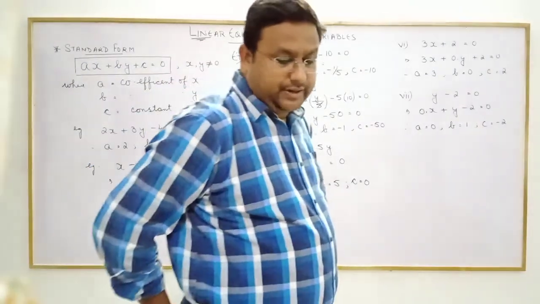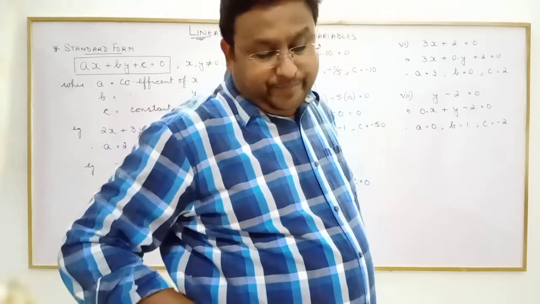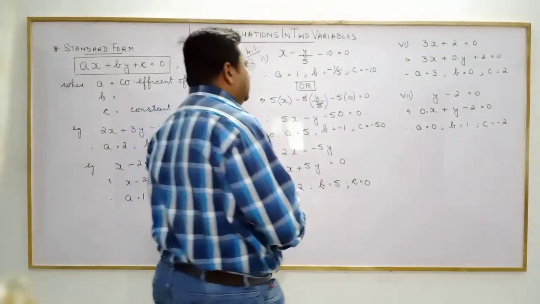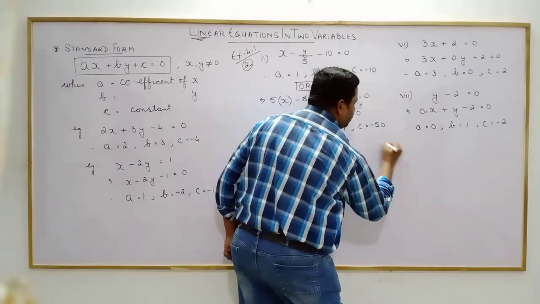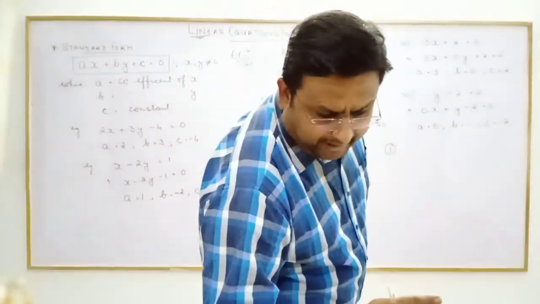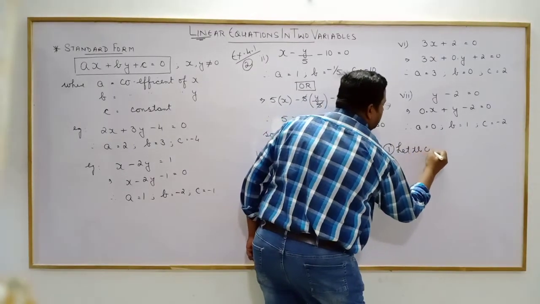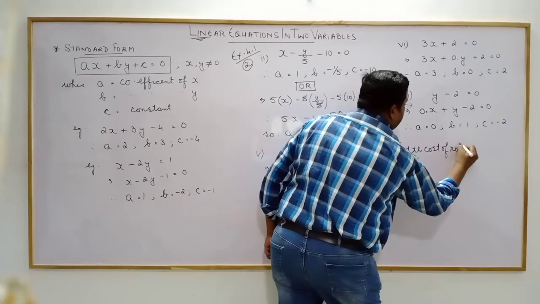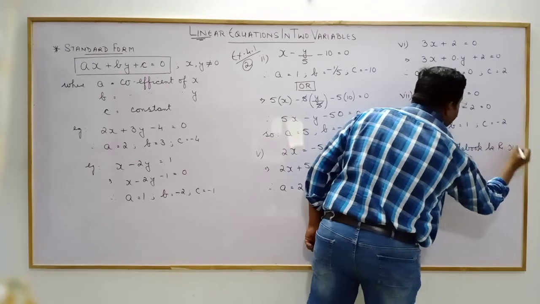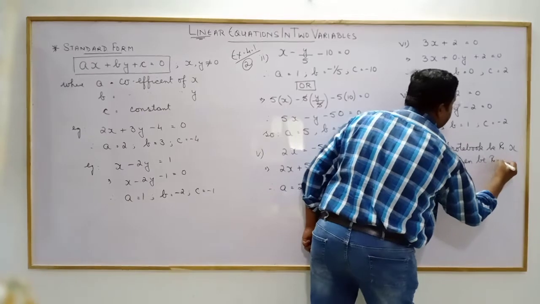One first question is also there. Just read what it says. It says, the cost of a notebook is twice the cost of a pen. Write a linear equation to represent the statement. First question, two things are there: cost of notebook and cost of pen. Correct? Let the cost of notebook be rupees x and the cost of pen be rupees y.